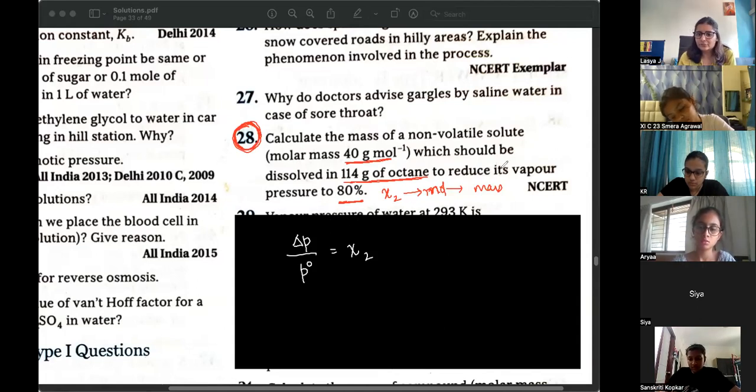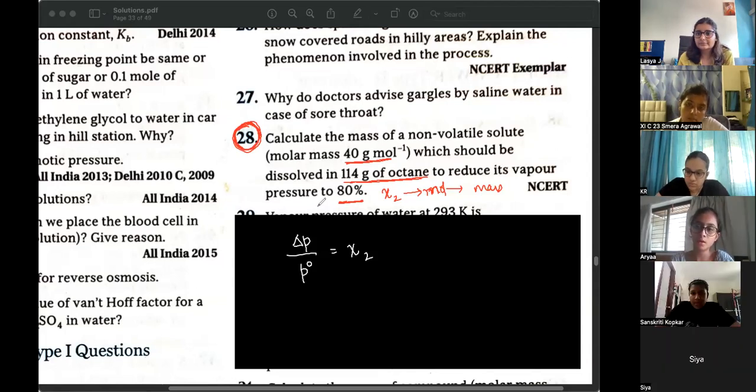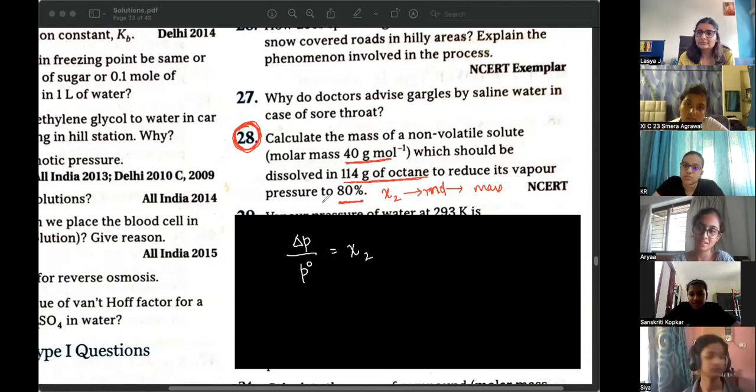See, we need to reduce octane ka vapor pressure to 80%. Iska matlab kya hai? Matlab from 100, we have to bring it down to 80. Correct. So, delta P kitna hoga?